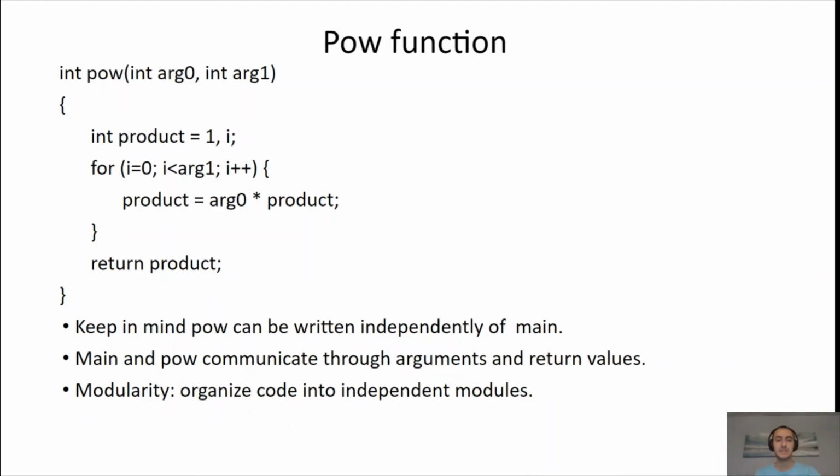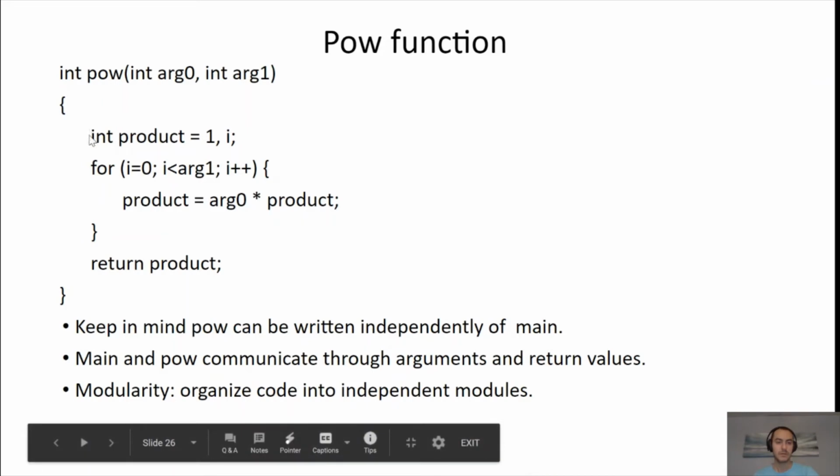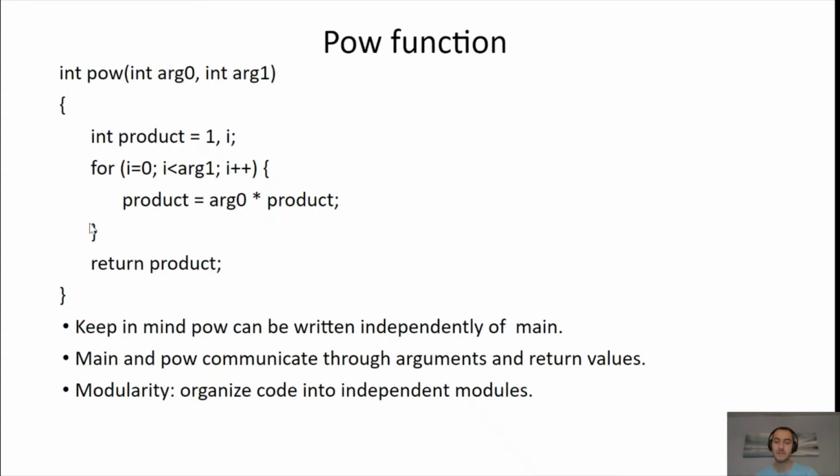Here we can see the detail of how the PAW function is actually implemented in C++. I'm going to go through this very quickly, but the implementation is not important here. We are looking at how this is invoked and how the result is being returned. Basically, we get some product and i, and it loops from 0 to arg1, and every time it multiplies arg0 by product.